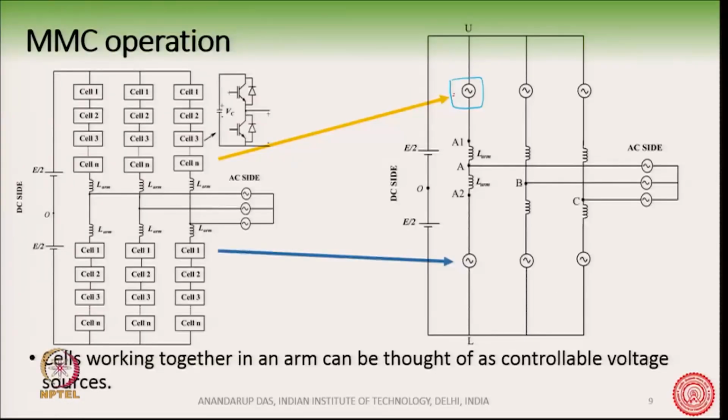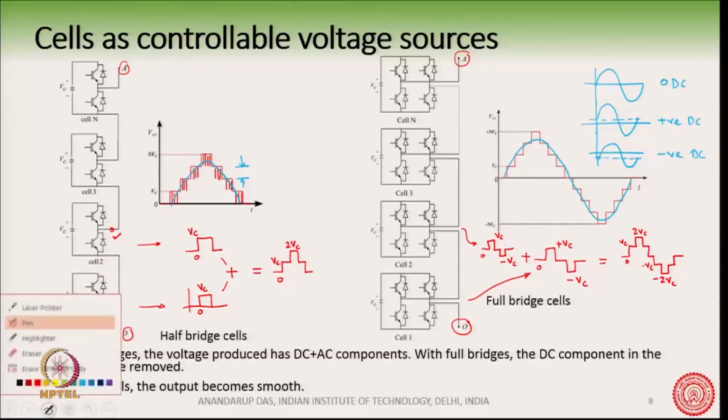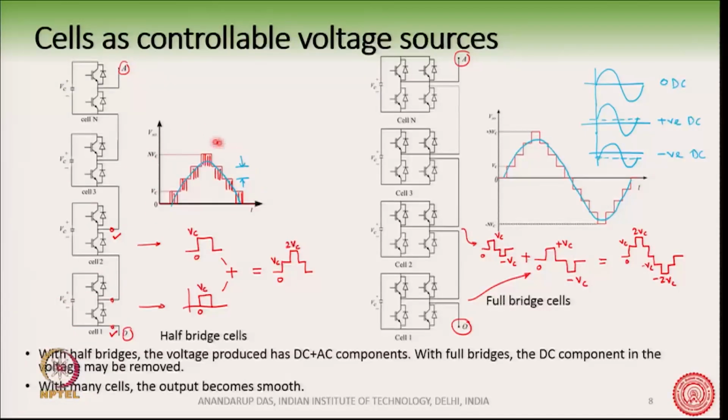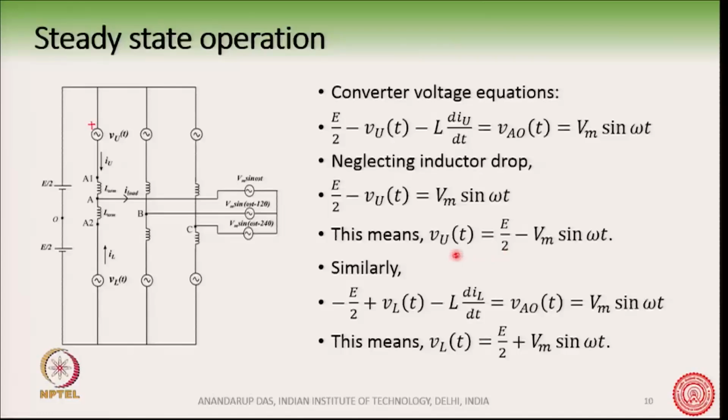As I said, this is the upper controllable voltage source, which is made up of many cells connected in series, and this is what we had made. The upper controllable voltage source is made like this. So, its mathematical representation is given by this equation here, V u t is equal to E by 2 minus V m sin omega t, right. So, this is the equation of the upper controllable voltage source in phase A.